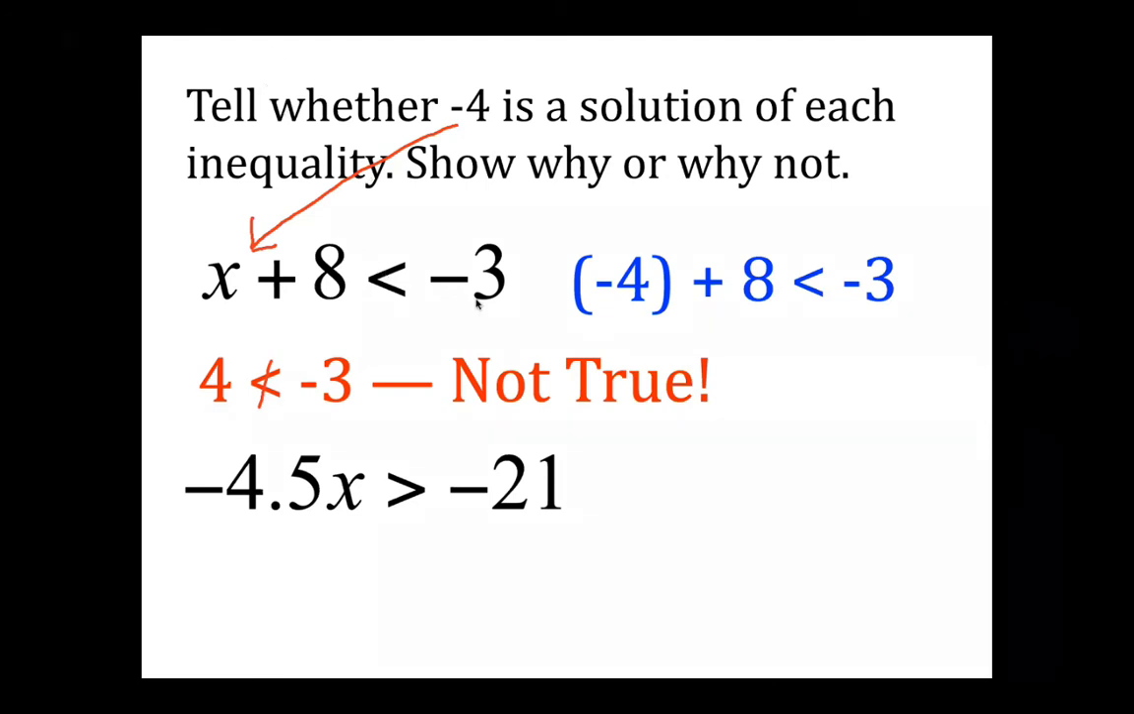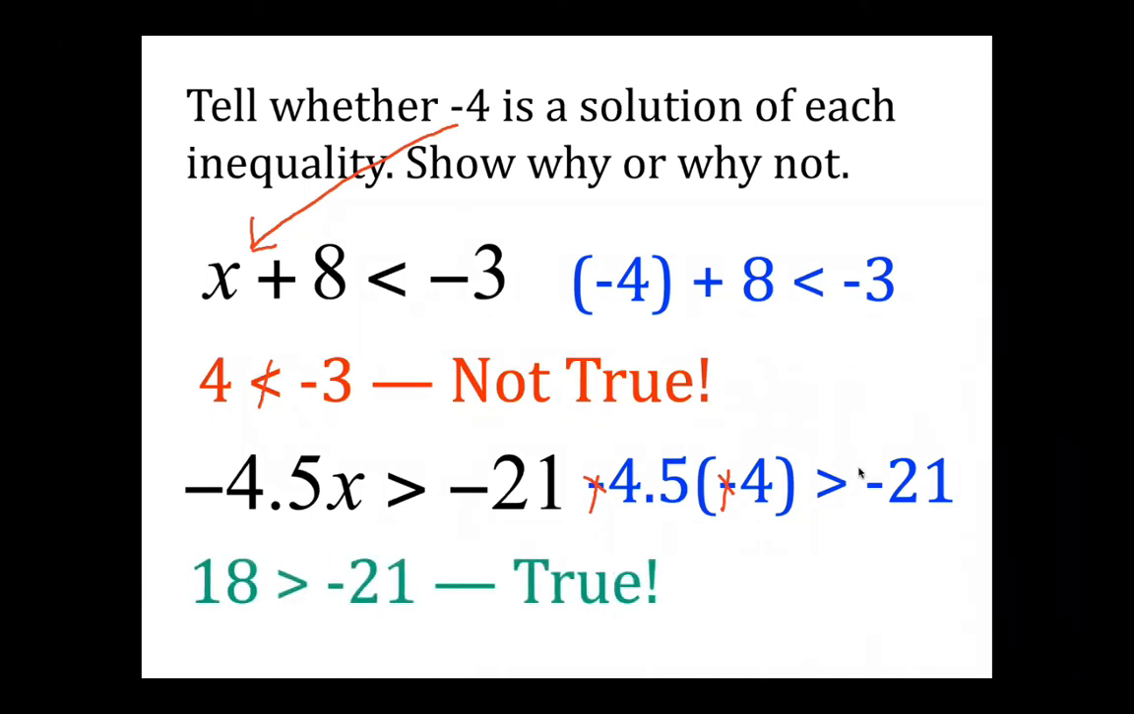Do the same for negative 4.5 times x is greater than negative 21. Go ahead and plug in negative 4 for x. You're given negative 4.5 times negative 4 is greater than negative 21. If you multiply negative 4.5 by negative 4, the negatives will cancel out and you'll get a positive number. So you get 18 is greater than negative 21. And we know that any positive number is greater than a negative number. So this statement is true. And we know that negative 4 is a solution of the following inequality.